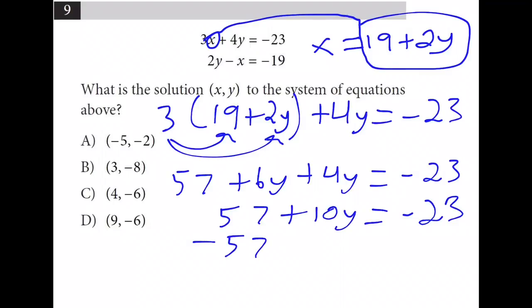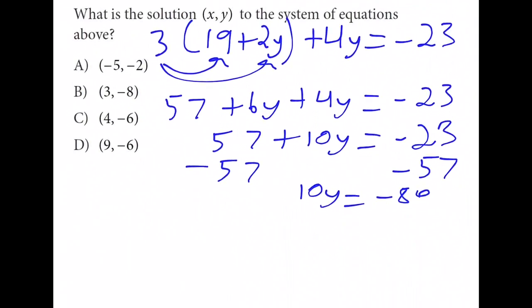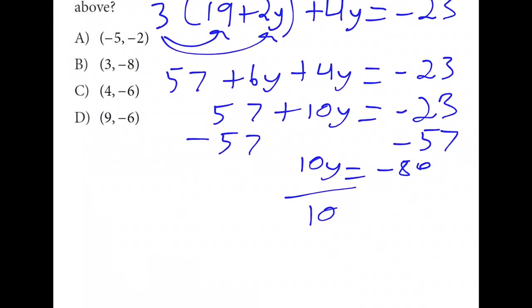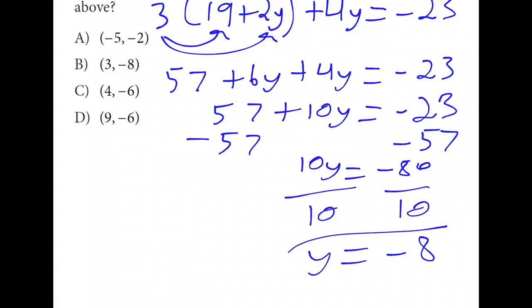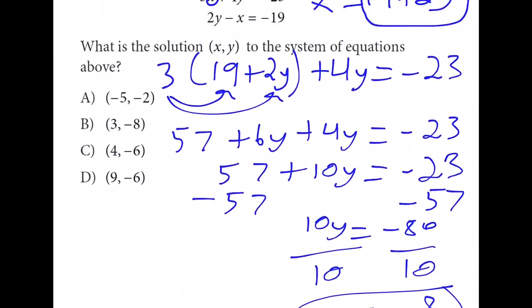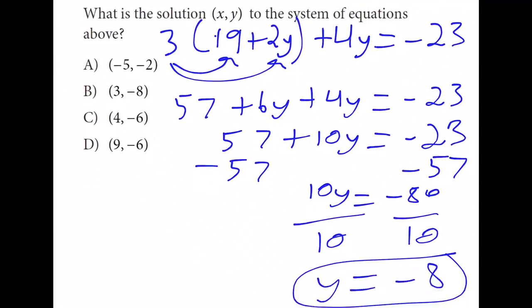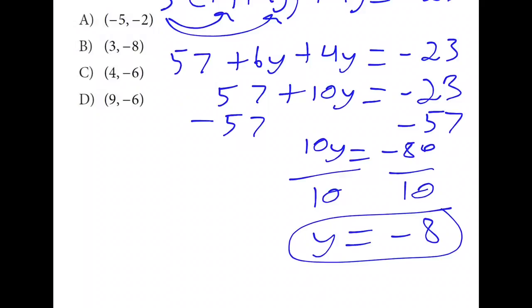I'm going to subtract 57 from both sides. I have 10y is equal to negative 80. And I divide both sides by 10. This tells me that y is equal to negative 8. Now they want, for their solution, the pair x y. I could go back, plug this into one of my equations, and see what x is equal to. But if I look at my answer choice, only B has a value of negative 8 for y.